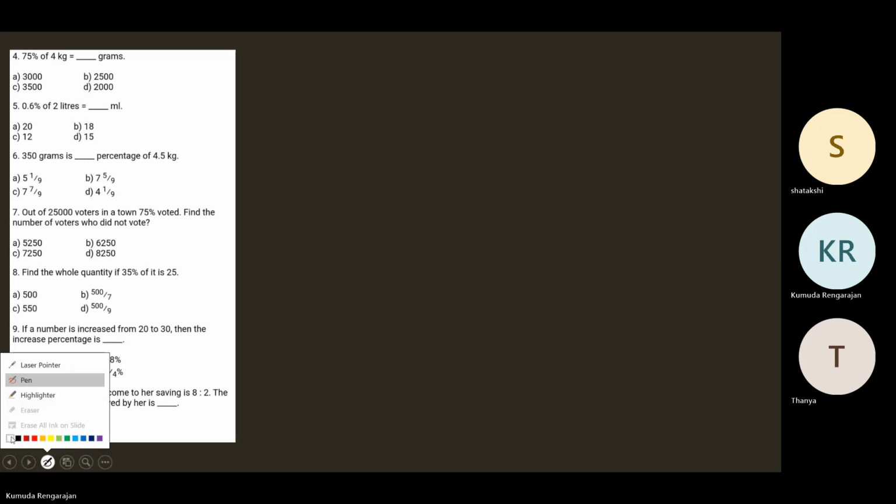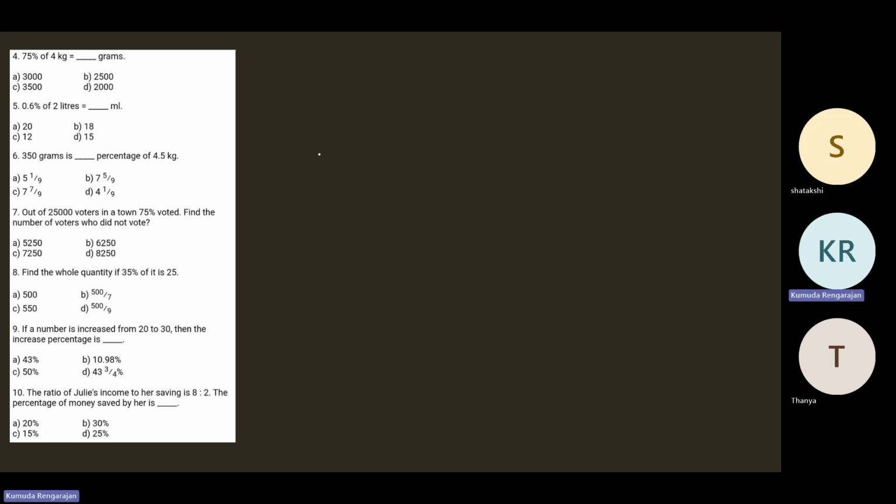So here it is 75 by 100. 75%, so 75 by 100, of into 4 kgs. But the answer should be expressed in grams. So we'll convert this to grams, 4,000. Simplify this. 75% means 75 by 100. Of stands for multiplication. And it's 4 kgs. But since we have to answer in grams, we'll convert kilograms to grams.